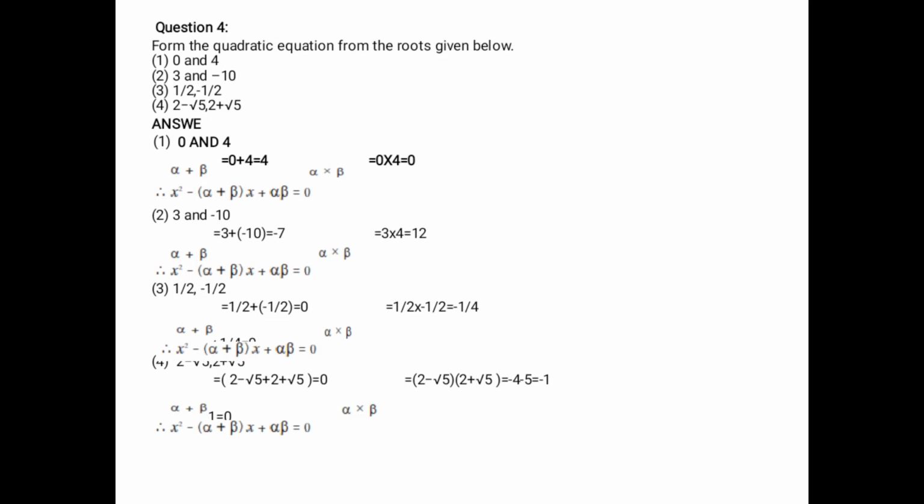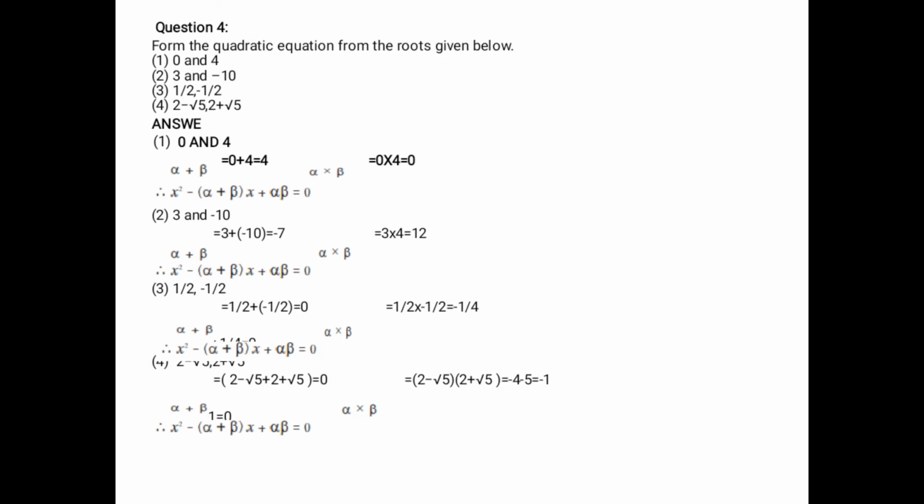Then the equation is x square minus 4x is equal to 0. Then next example, 3 and minus 10. Then alpha plus beta is equal to 3 plus minus 10 is equal to minus 7. And alpha into beta is equal to 3 into minus 10 is equal to minus 30.